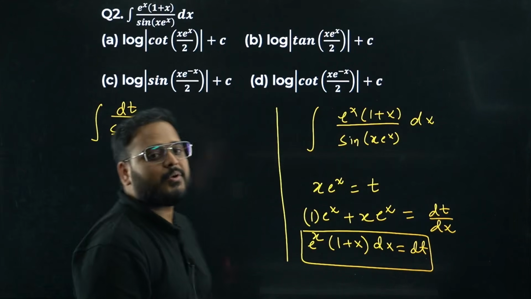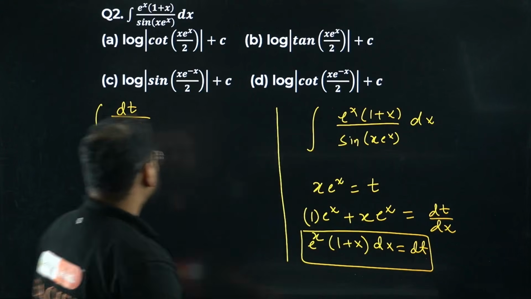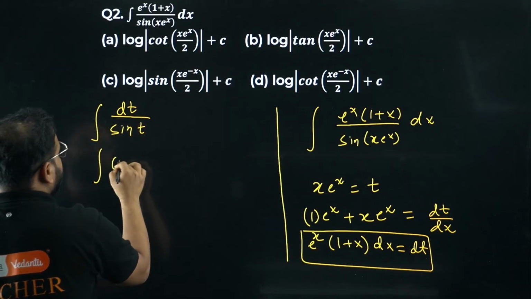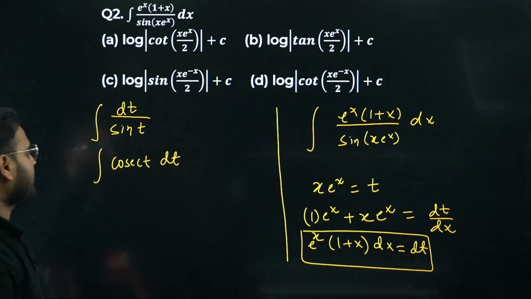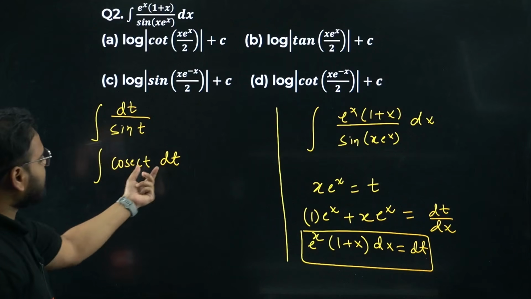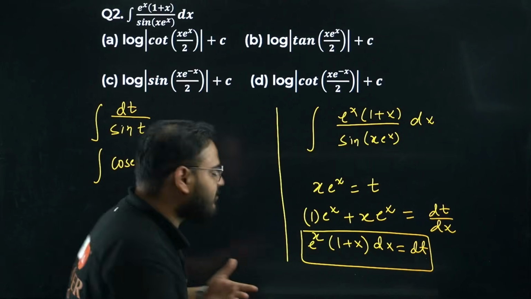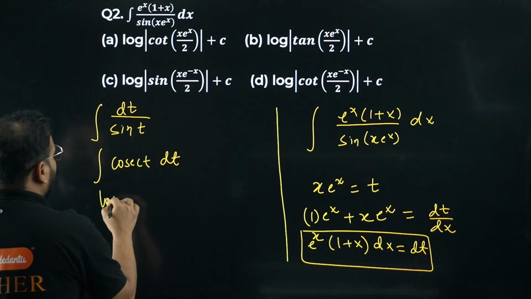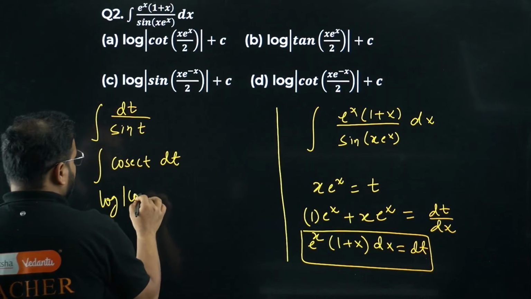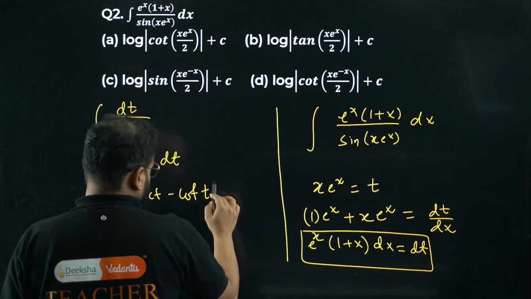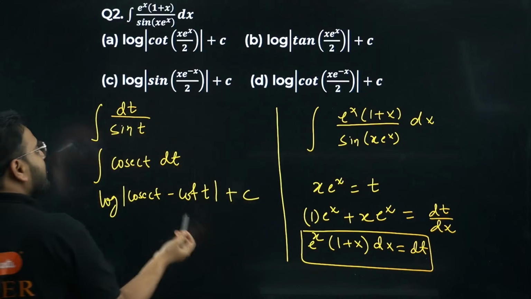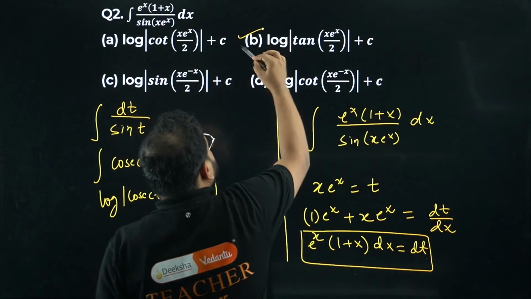Isn't this an easier question now? Of course, sir. So I can write this as cosec t dt, bacha. 1 by sine will become cosec. Now this has a simple formula. What is that? Log of cosec t minus cot t plus c. From here you can write directly the answer.